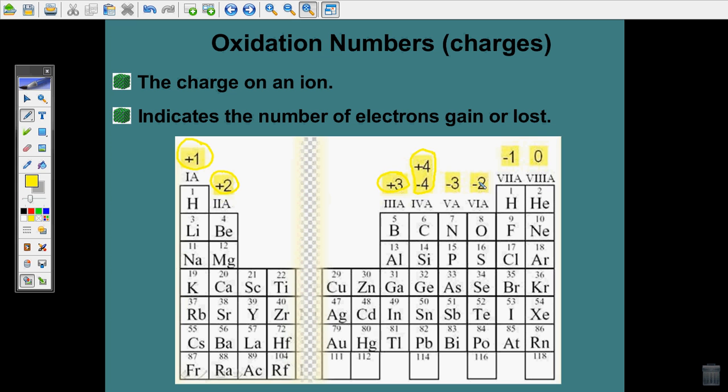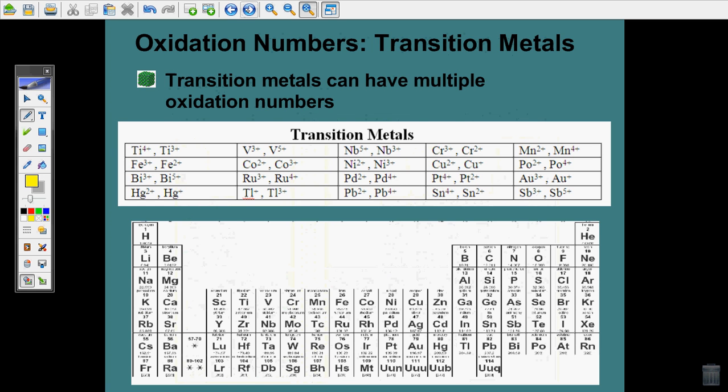The oxygen family will gain 2 electrons. The halogens will gain 1 electron, and of course the noble gases are already full, they don't want any. Now transition metals can have multiple oxidation numbers, so they have multiple charges. So in the name, I have to tell you the charge, or I have to tell you the ion.